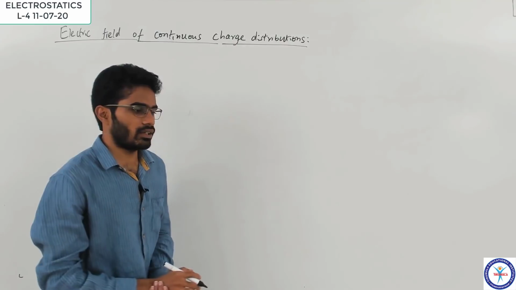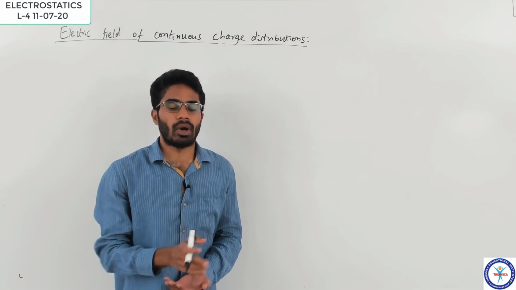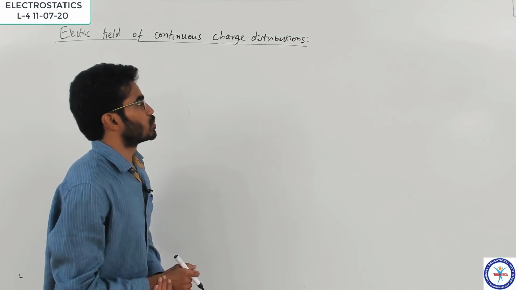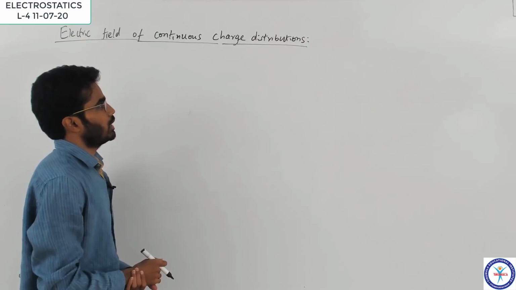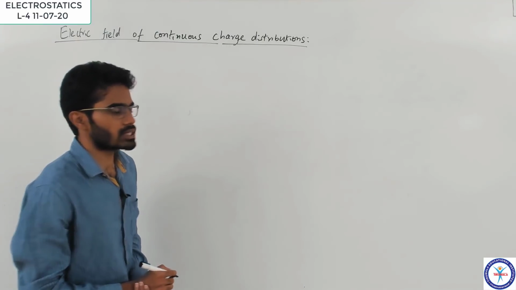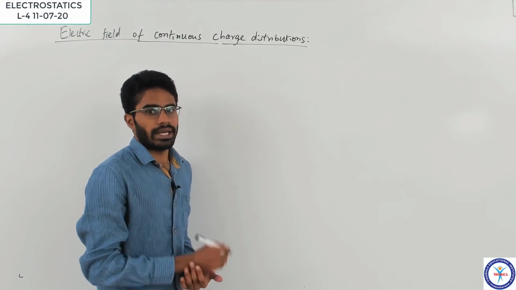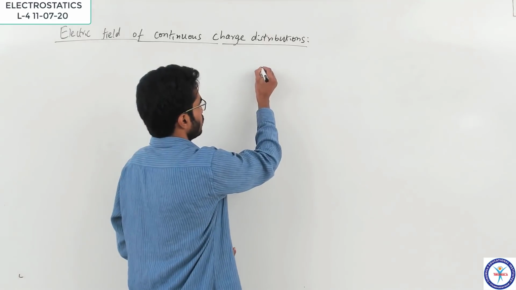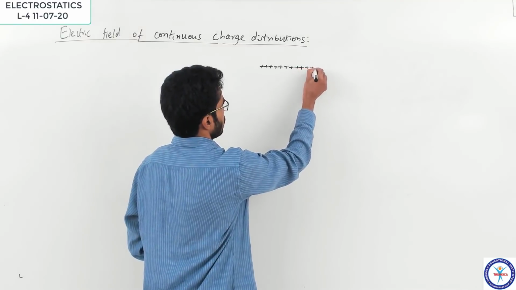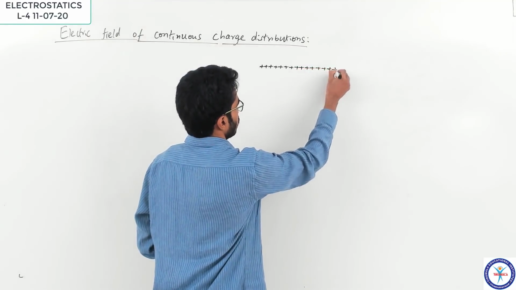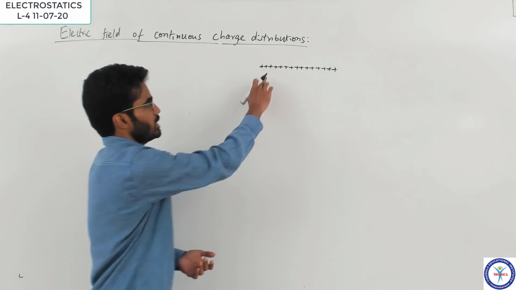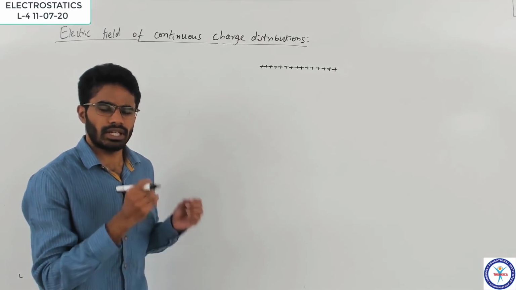We have seen how to find the net electric field due to point charges. If there are multiple charges, we add them as vectors. So by using the same principle, we will calculate the electric field due to continuous charge distributions. Continuous charge distribution means an arrangement of an array of charges. For example, I have arranged some positive charges along a line, right? This system is an arrangement of a series of positive charges, very closely spaced.